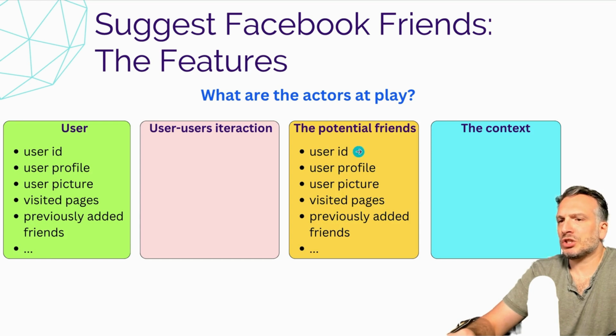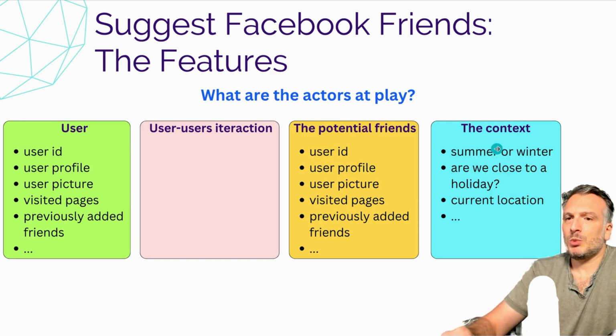When it comes to the potential friends, well, we have the same features that we could add for all the different potential friends. The user ID, the user profile, the user picture, the potential visited pages, etc. And in principle, we have thousands of potential features that could be at play here. Additionally, we have the context.